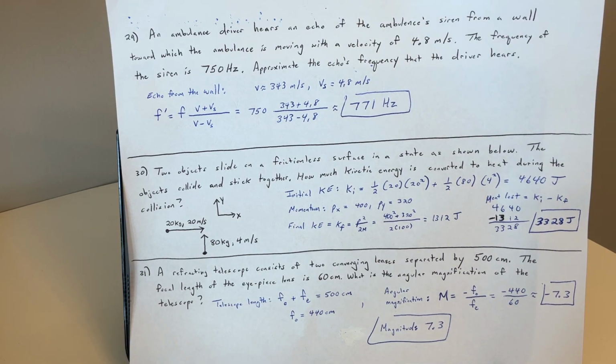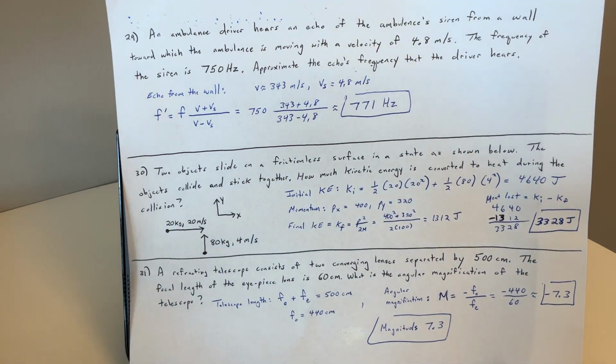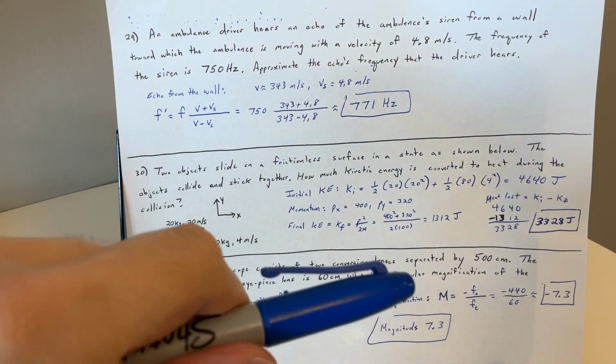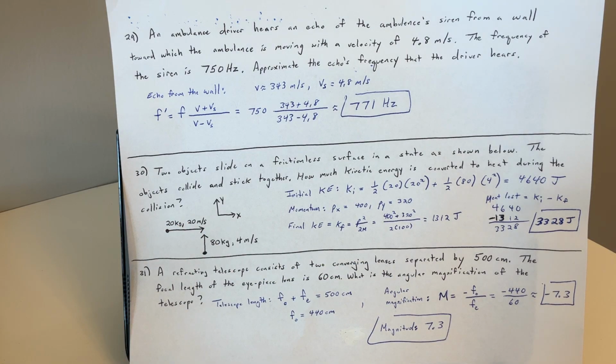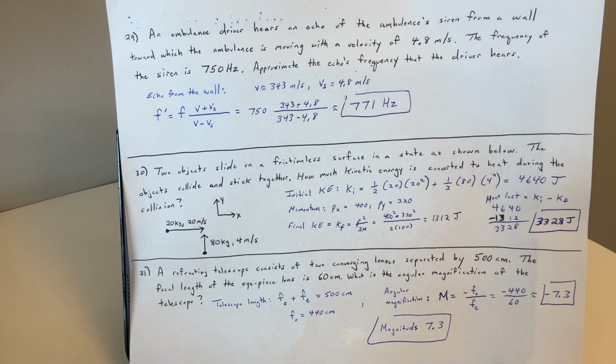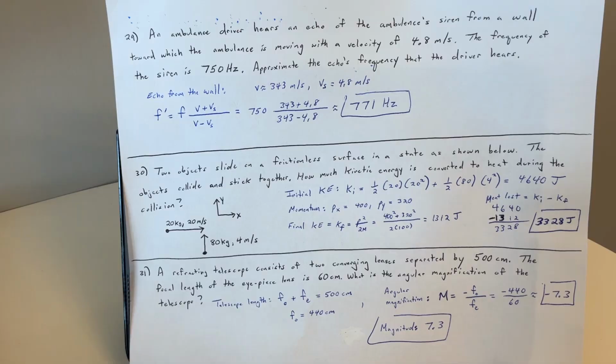31. A refracting telescope consists of 2 converging lenses separated by 500 centimeters. The focal length of the eyepiece lens is 60 centimeters. What is the angular magnification of the telescope? Okay, so optics. Telescope length, F naught plus F sub E, is equal to 500 centimeters. F naught in this situation is 500 minus 60, that gives you 440 centimeters.